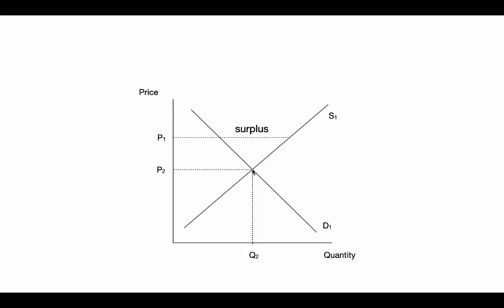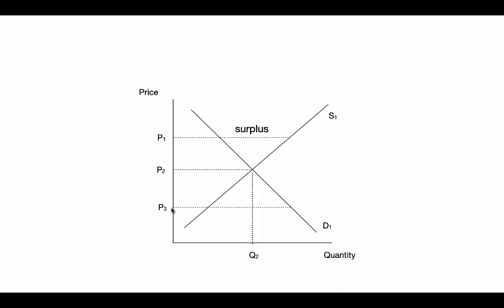equals quantity demanded, and we call that an equilibrium. Or another way of saying it is that we call it a market clearing price. The market clears at P2. Anyone who wants to buy at P2 is able to buy. Anyone who wants to sell at P2 is able to sell, and the market is in equilibrium.